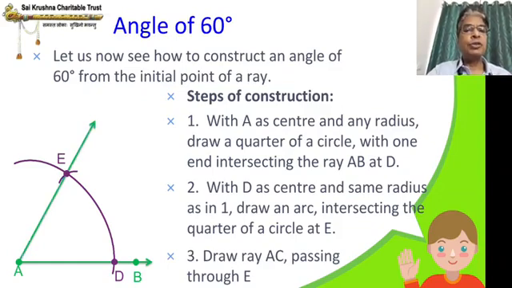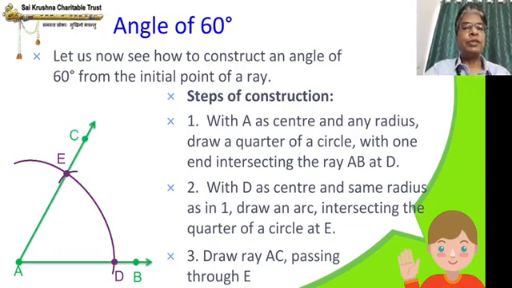Drawn it, correct? So from A we have drawn a quarter of a circle. That means the same radius, AD and AE, both are the same. With the same radius we drew an arc at E, so DE is also equal. So let us see in the next page how we are proving. So this is point C I have marked.